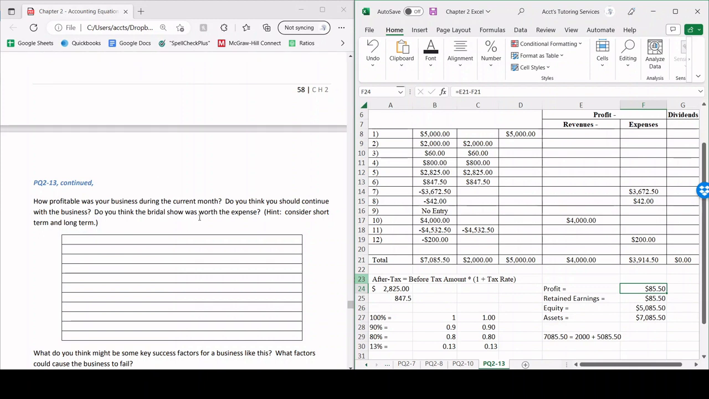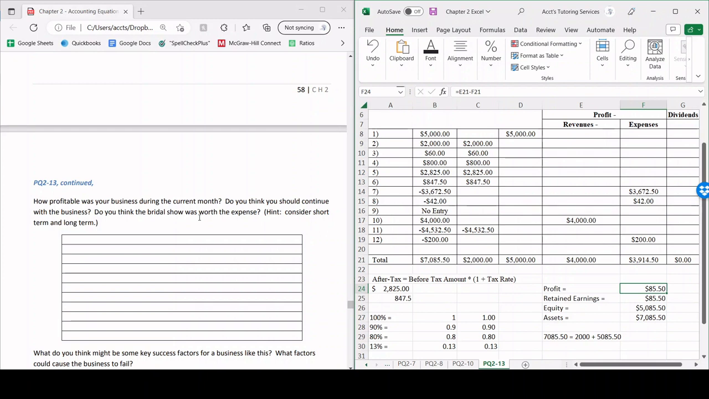So you only earned a profit of $85.50. Do you think you should continue with the business? That's a tough question because it's still a new business. Think about that. It's a fairly new business. It's the first month of operations, and you still broke even and pulled in a little profit. This type of business takes a long time to build, up to 3 to 5 years. And once you're well established, then that's when you start seeing significant profits. So I would definitely continue with the business.